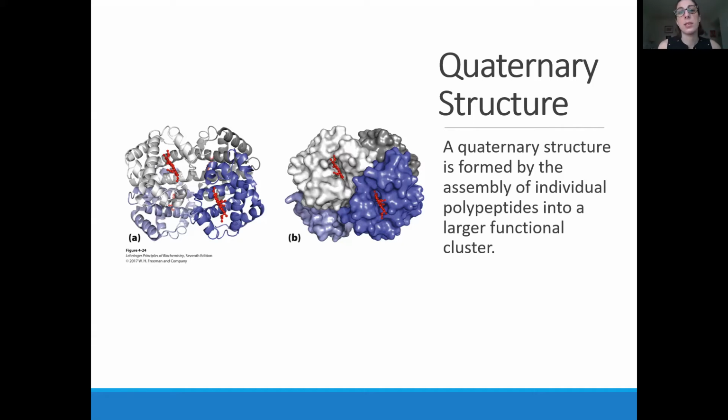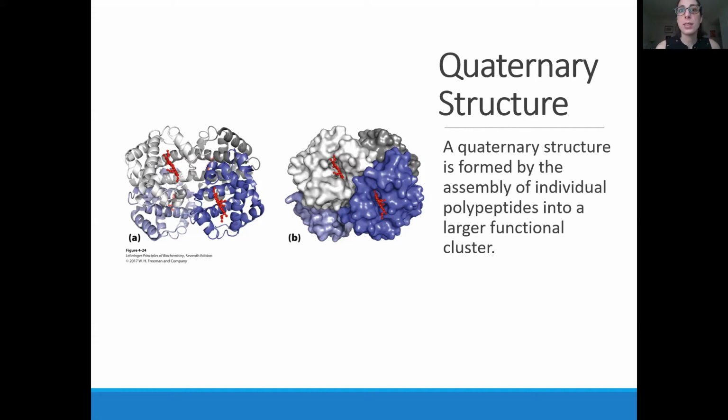Now, the last one we're going to discuss is quaternary structure, which not all proteins have, but many do. And this is any type of interaction that is formed by the assembly of individually folded polypeptides. Then these subunits cluster together or interact together to form a complex.